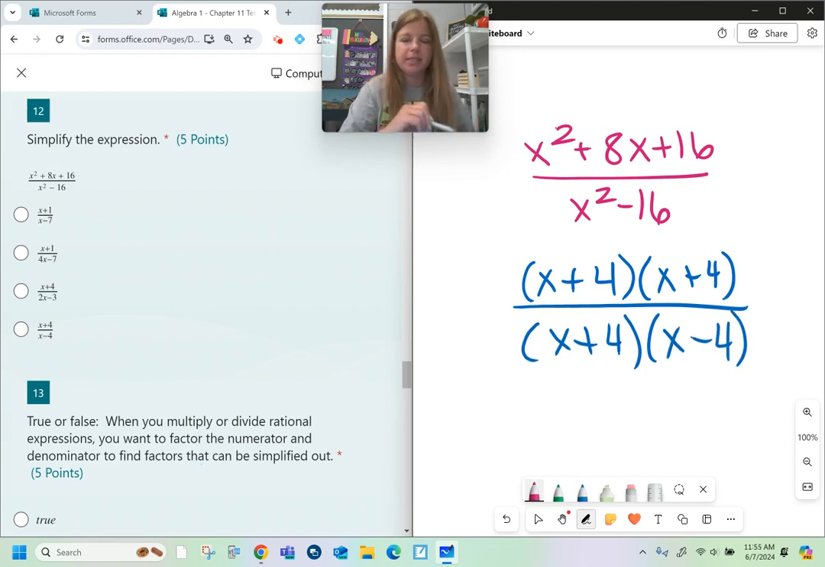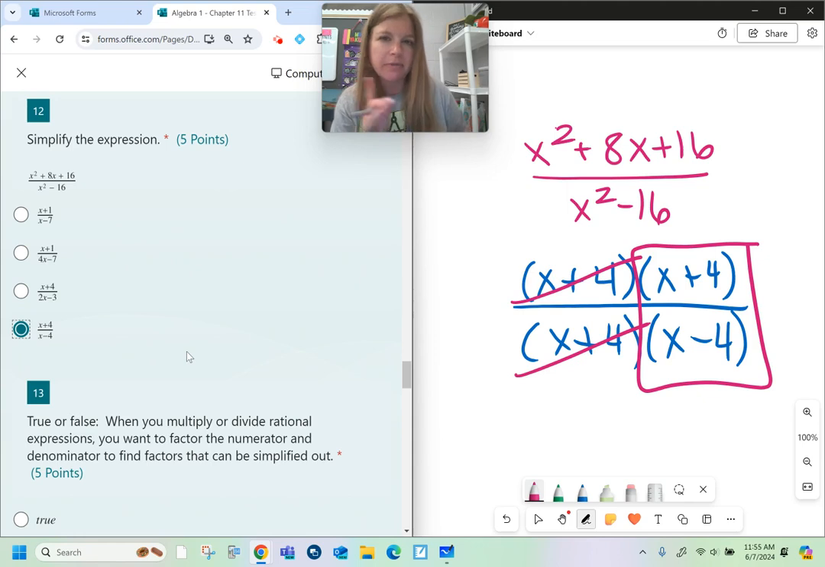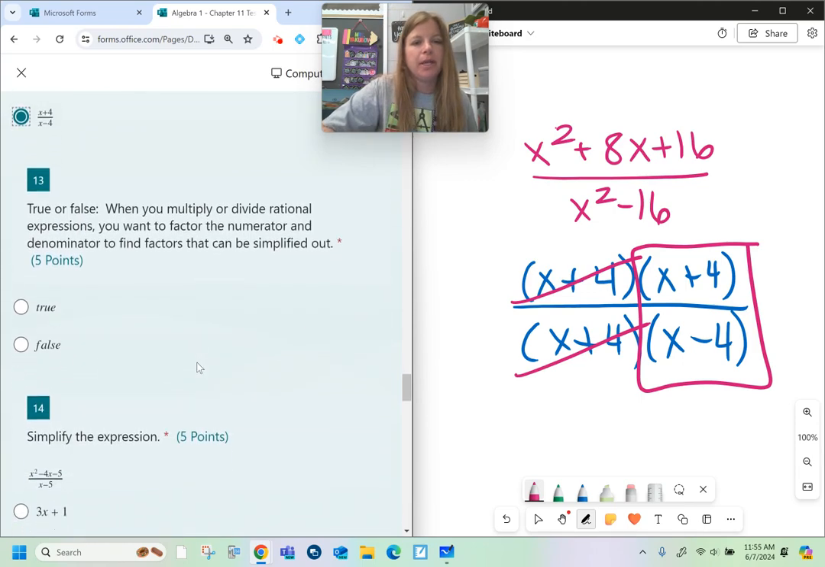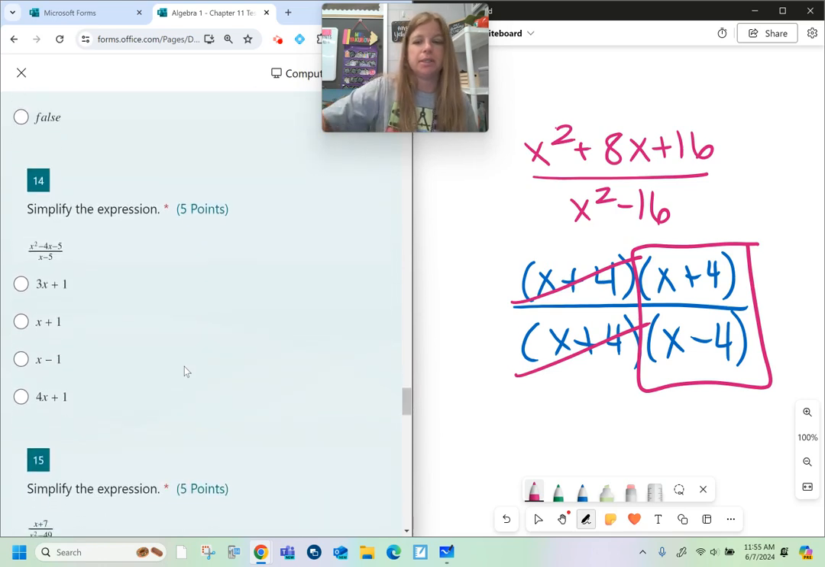Now, the beauty of this is that whatever you have in common in the numerator and the denominator, you get to simplify out. So x plus 4 simplifies out with an x plus 4. Look what I'm left with. It's just x plus 4 over x minus 4. And I know you may feel like you want to simplify this further, but you can't. It's a binomial over a binomial, and we are done. Number 13, when you multiply or divide rational expressions, you want to factor the numerator and the denominator to find factors that can be simplified out. Well, that's exactly what we did. The answer is true.